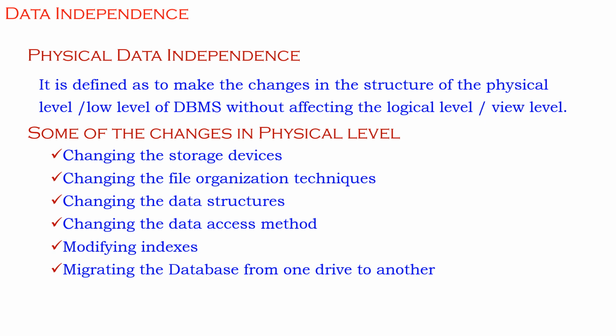Some examples of possible changes in the physical level are changing the storage devices, changing the file organization techniques, modifying the index or changing the data structure, or migrating the database from one drive to the other. These could be the possible changes at the physical level. These changes should not affect the logical level or the view level of the data. If you are able to achieve that, then it is called physical data independence.